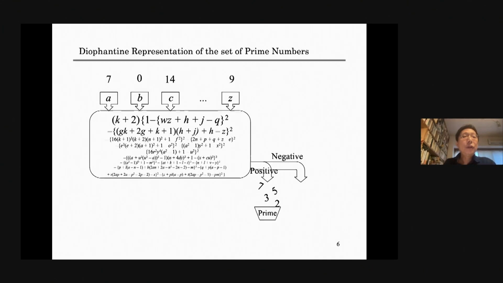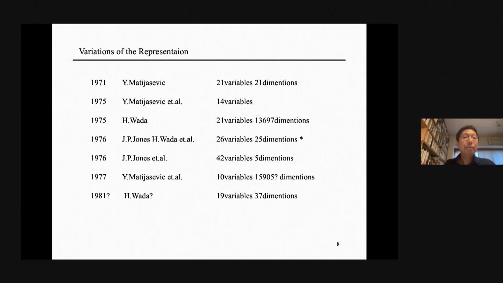Moreover, with a good choice of input, all prime numbers can be found. Therefore, we can obtain all the prime numbers if we plug in all possible value combinations and collect only positive output. The original version of this formula was introduced in 1971 by Matijasevic. After that, several variations were discovered, and Professor Wada, my former teacher, disclosed this formula in 1976.